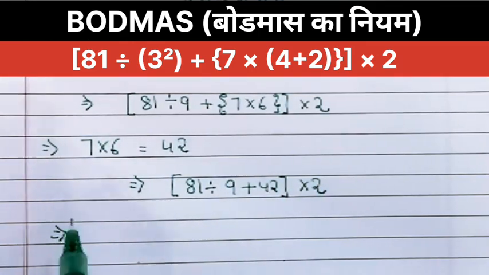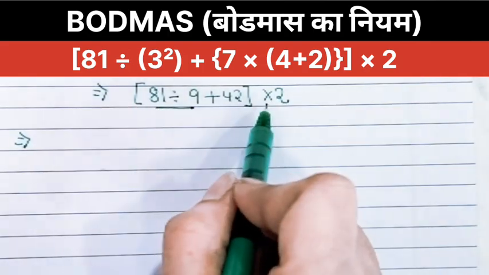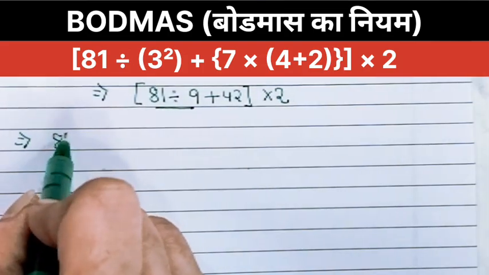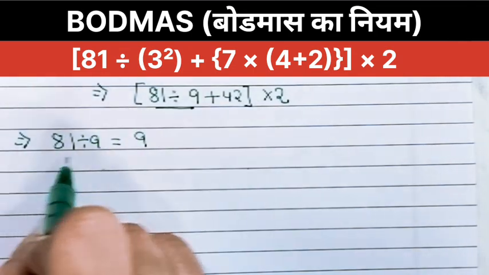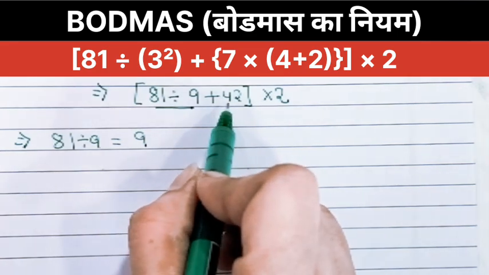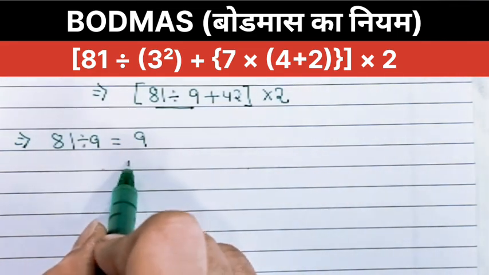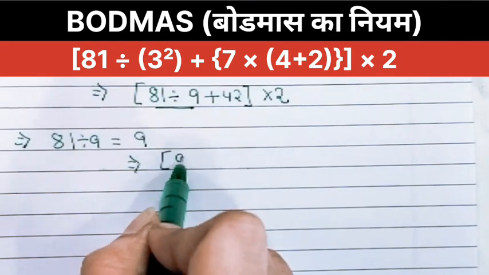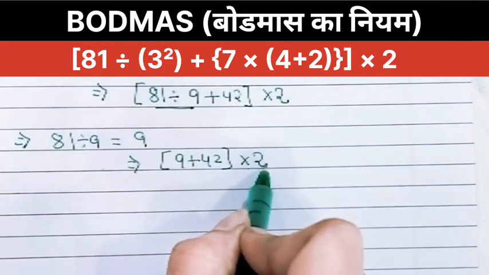Now move to the third step. According to the third step, solve the division part in the square bracket. So first we divide 81 by 9, which is 9. Inside the square brackets we have division and addition also. According to BODMAS, division takes priority over addition. So now the current expression becomes 9 plus 42, square bracket of multiply by 2.